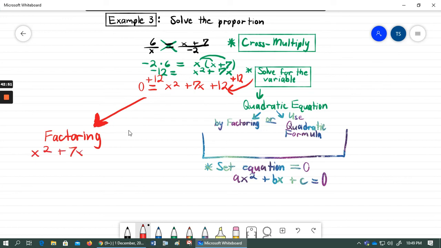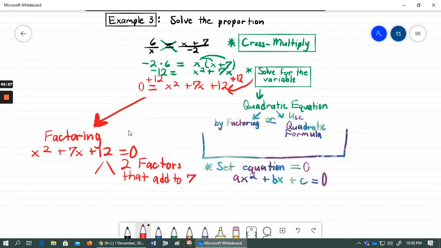So we got x squared plus 7x plus 12 equals 0. Remember, folks, we have to find two factors of that constant term. In this case, the constant term is 12. We find two factors of 12, in other words, two numbers that multiply to give you 12. And they have to add to give you 7, that middle linear coefficient.